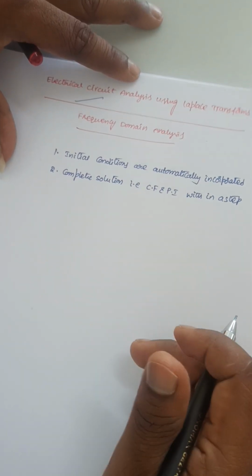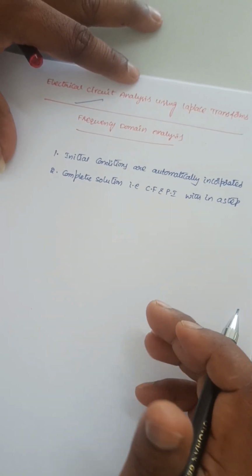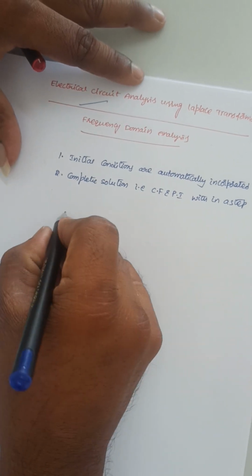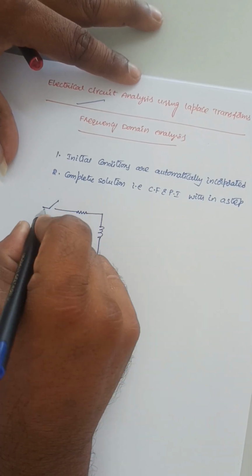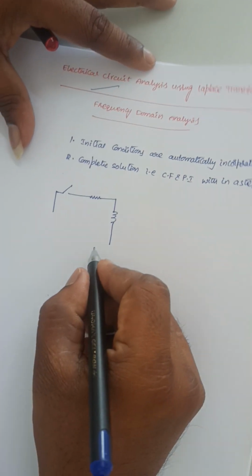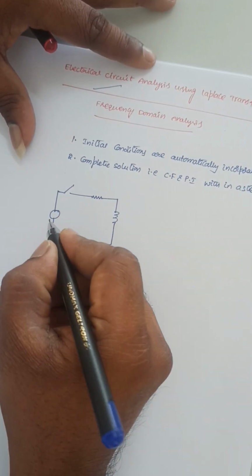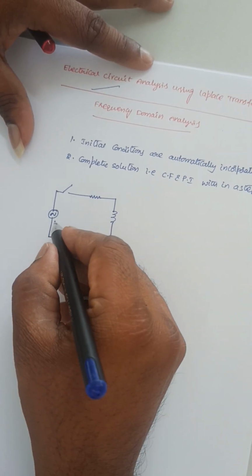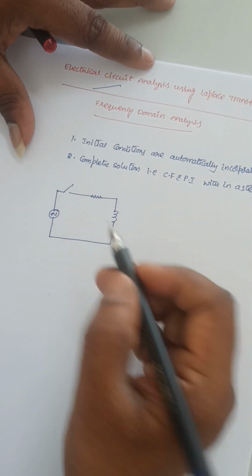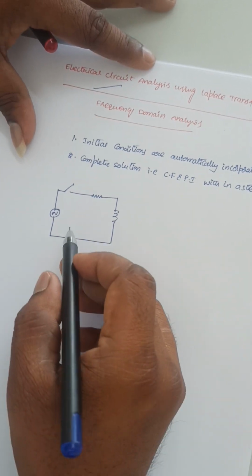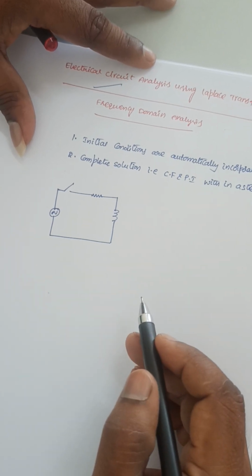And these Laplace transforms, or frequency domain analysis, can also be applied for various excitations. Excitation means there is a circuit, with resistance, inductance like this, which is controlled by this switch. Normally, we are discussing DC voltage sources. This is nothing but the excitation. The excitation may be a continuous function, a periodic function, or a step function, whatever the function may be, we can analyze these electrical circuits using the Laplace transform approach or frequency domain analysis.